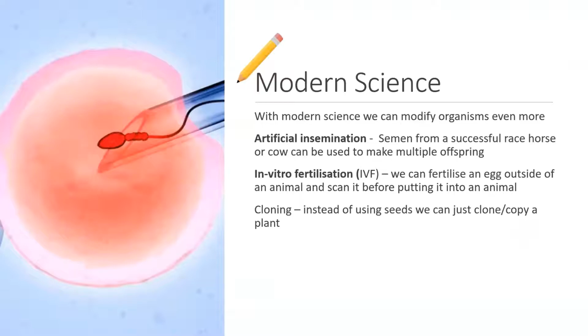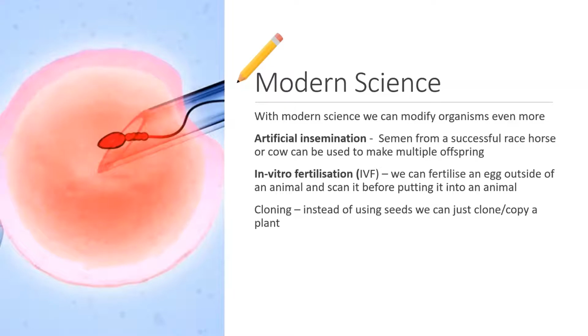But what can we do now with modern science? How can we change biodiversity with modern science? This is what I was trying to get to last lesson. With modern science, we can modify organisms even more. The first type is artificial insemination, but this can also just be regular insemination. Artificial insemination is when you take semen from a successful racehorse or cow or whatever, and it can be used to make multiple offspring.